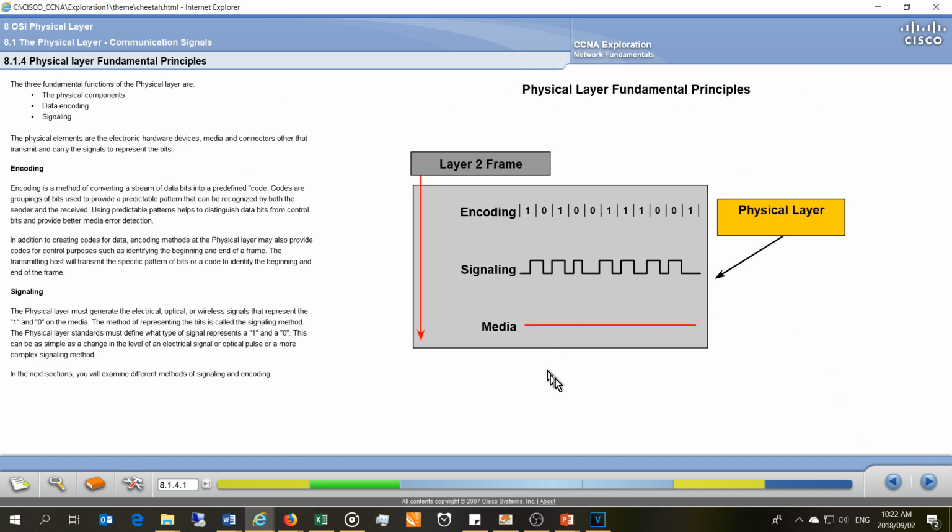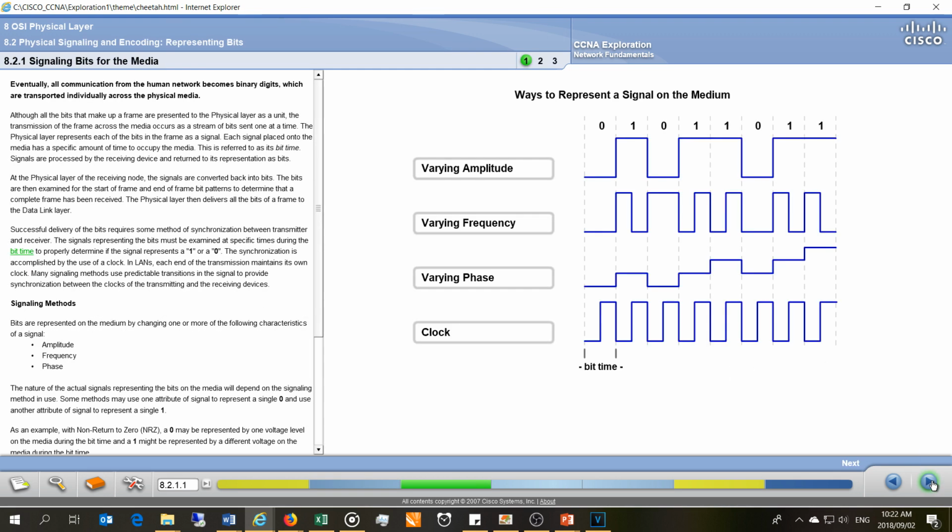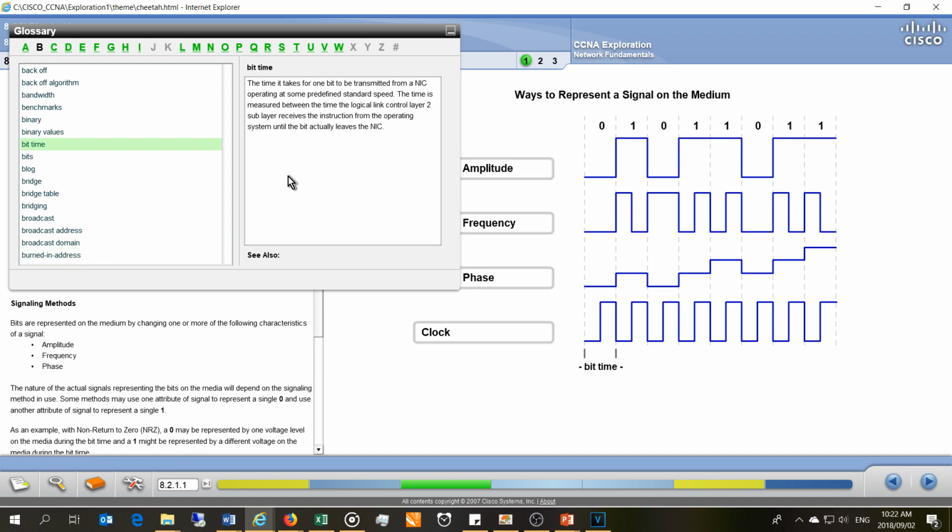Okay, and then we have the media itself. This is the channel which connects the nodes. Now, as I've said, we can vary the amplitude, we can vary the frequency, we can vary the phase, we can vary the rate, the clock. That has to do with the clock, the bit time. Now, this is an important definition, which is called bit time. The definition for bit time is the time it takes for one bit or one binary digit to be transmitted from a network interface card operating at some predefined standard speed.